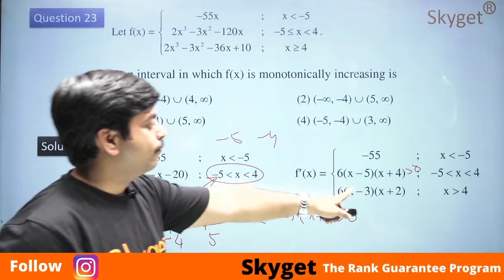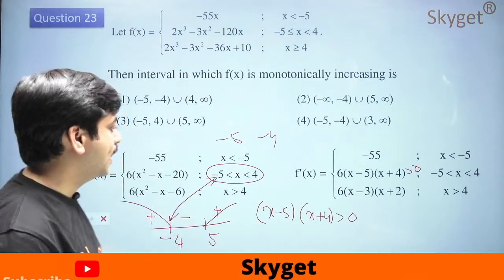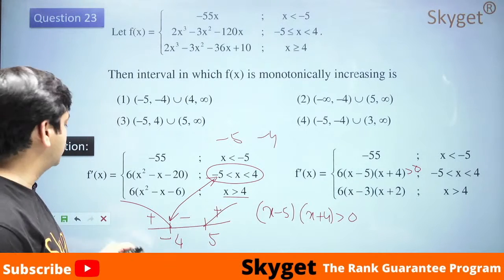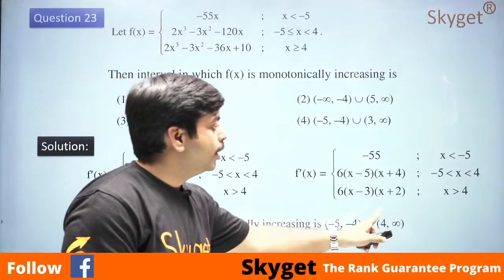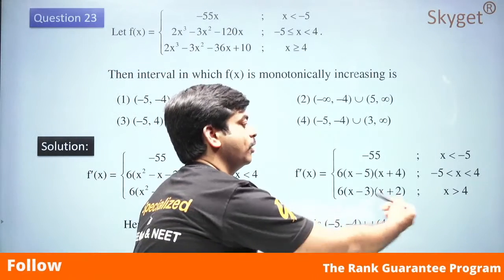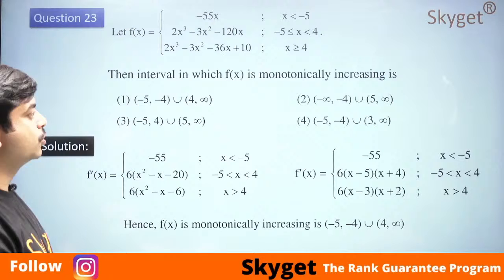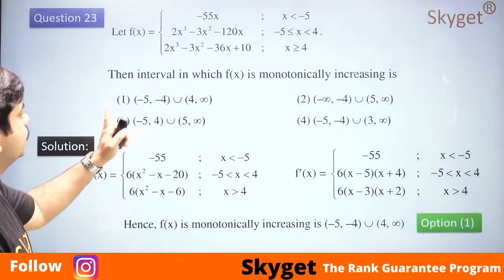In the same way, you need to find the solution for the other quadratic, and from there you will get one more solution. So if you carefully observe these two values, you get -5 to -4 union, and after 4 it is completely positive, so 4 to infinity. So option 1 is the correct answer.